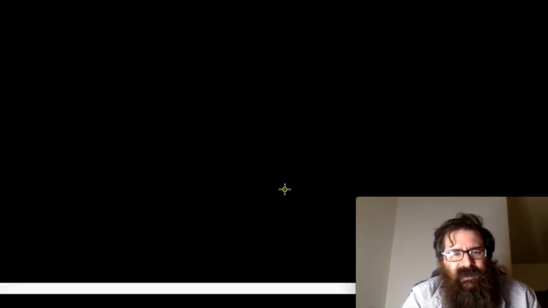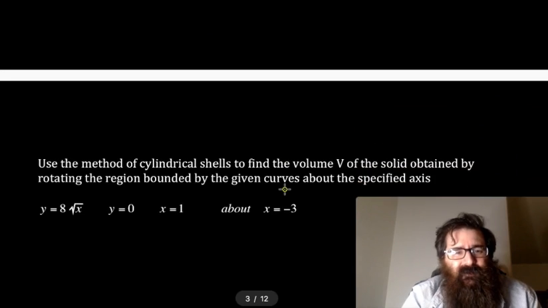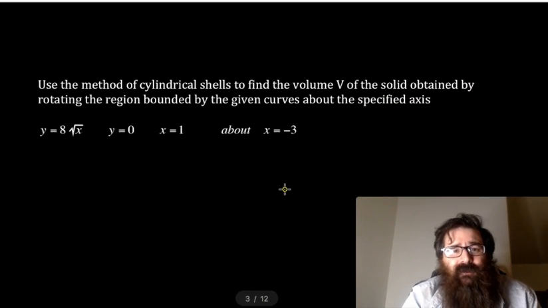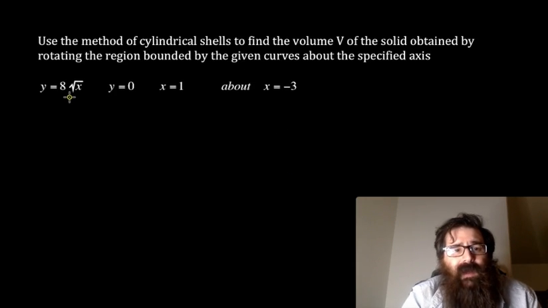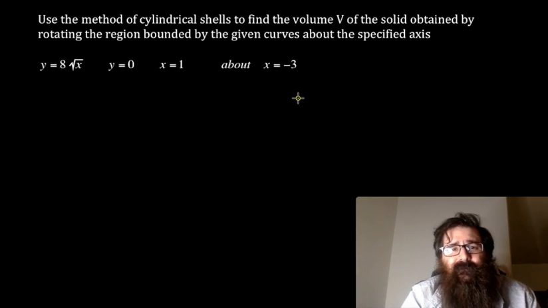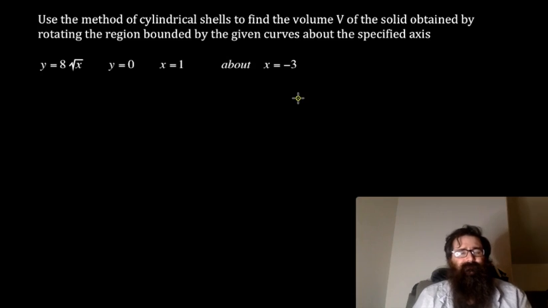Let's take a look at another example. So I'm going to use the method of cylindrical shells to find the volume V of the solid obtained by rotating the region bounded by the curves y equals 8 times square root of x, y equals 0, x equals 1. I'm rotating about the line x equals -3. So not one of the principal axes. Here I'm using x equals -3 as my axis of rotation.